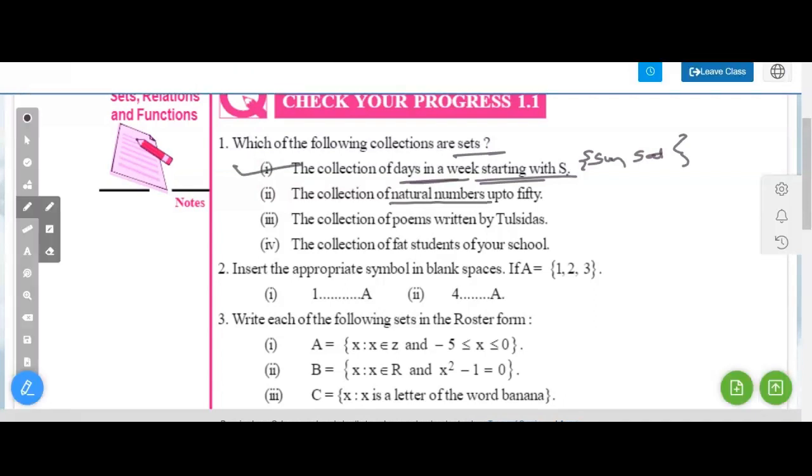Collection of natural numbers up to 50. Yes, natural numbers start from 1 and go till 50. That is also well defined, so this is also a set. Collection of poems written by Tulsidas. Tulsidas has written some poems, so that is also well defined and is a set. Collection of fat students of your school. What does that mean? It doesn't have a proper meaning. So this is not a set, not well defined.